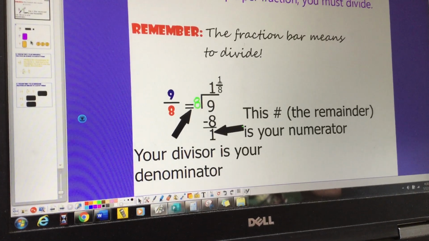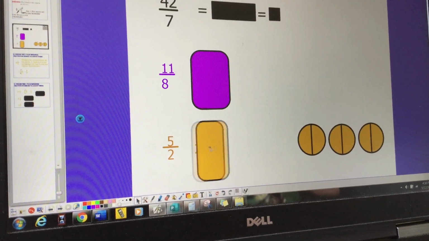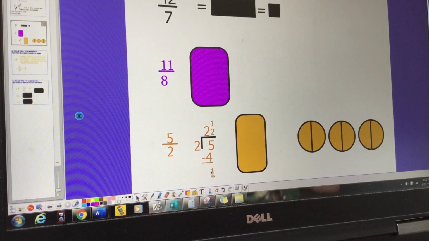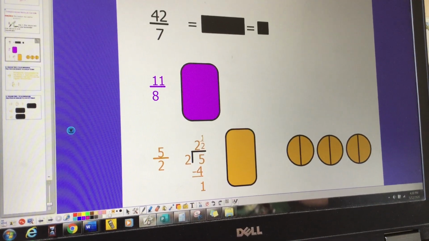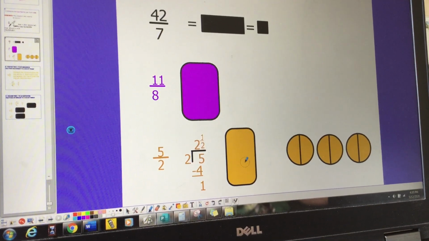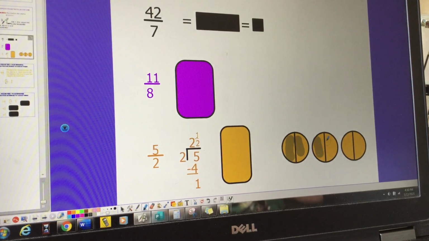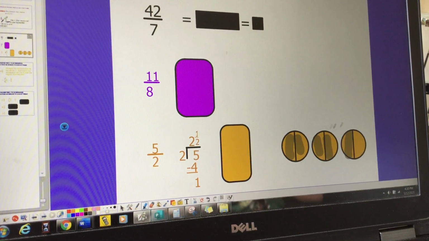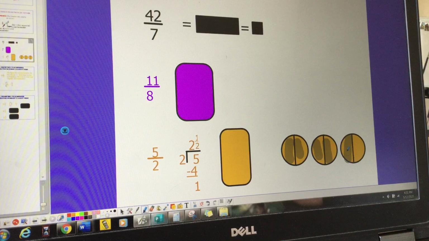So again, I'm going to show you here 5/2. So really you have 5, that fraction bar means divided by 2. 2 goes into 5 twice, take away that 4, you have 1 left. So 2 1/2, or check this out. Hopefully I can do this somewhat well. So 5/2, 1, 2, 3, 4, 5. 5/2 is really 2 whole circles and another half of a circle, right? So that is how that works.